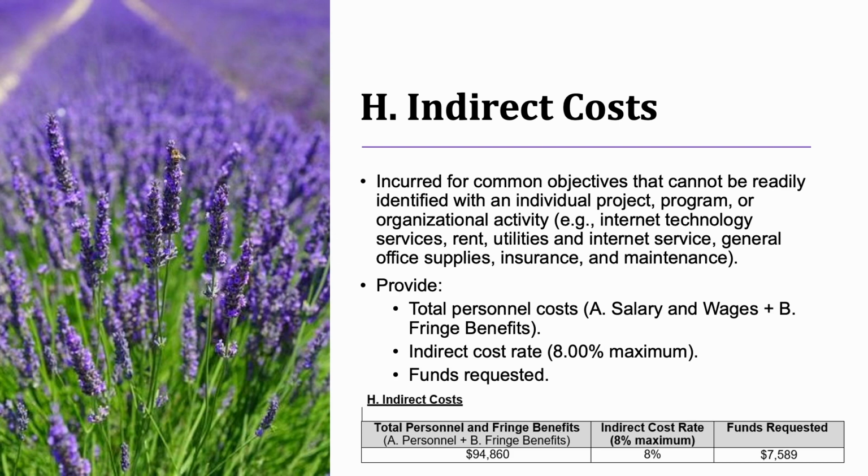In this example, the total personnel cost is $94,860. The indirect cost rate requested is 8%, so the total indirect funds requested is $7,589. Note that an indirect cost amount exceeding 8% of total personnel costs may result in a project being disqualified.